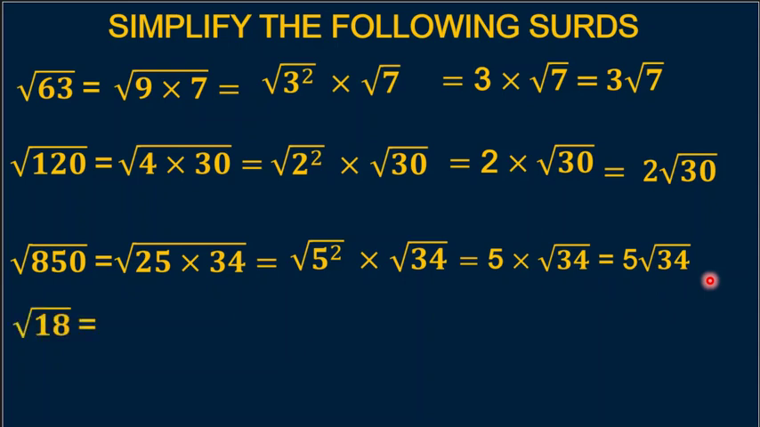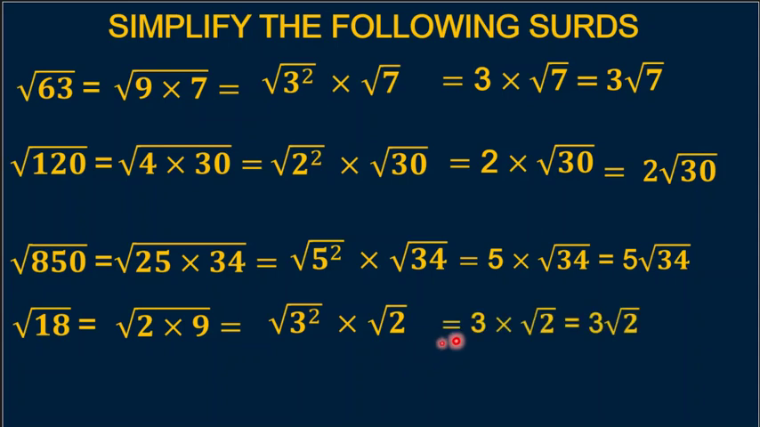How about this? 18. Quite an easier one. 18 is 9 times 2. 9 can be expressed as 3 to the power 2. And then square root of 2. And so this becomes 3, this becomes root 2. And then eventually 3 times root 2, making us have 3 root 2.